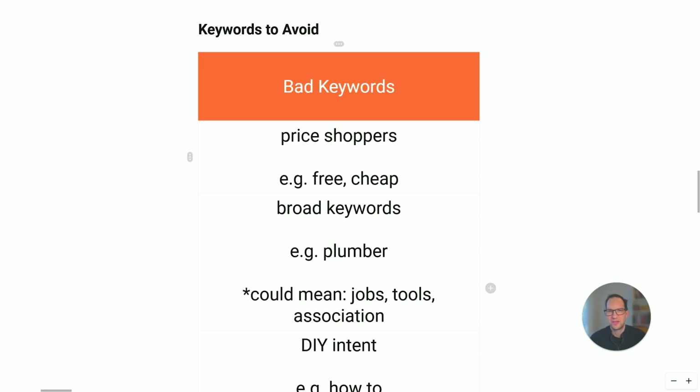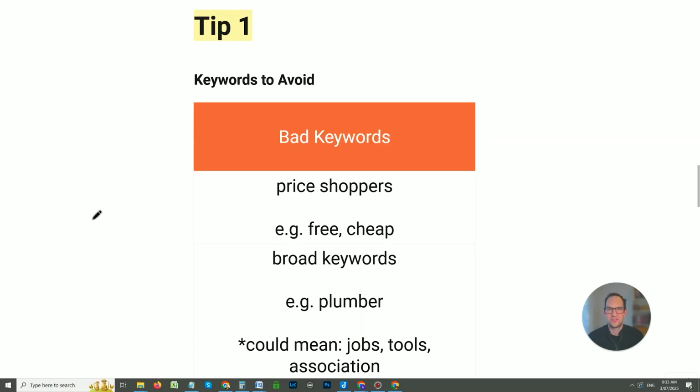If you've been running Google Ads for a while, then you'll know that keywords are what actually trigger your ads to come up. If you get the right keywords, these are going to bring in high quality customers and keep your cost per lead down. The wrong keywords, on the other hand, are going to really increase that cost per lead. I've put together this list of some of the types of keywords that you want to avoid.